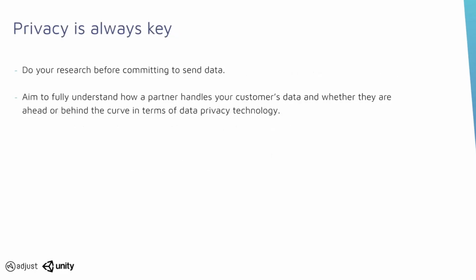And last but not least, make sure that you're always taking privacy seriously. You always want to understand how a UA platform handles your users' data. It's important to do your research before committing to send any data to different platforms. You want to aim to fully understand whether your channel of choice is ahead of the curve in terms of privacy laws or is constantly trying to catch up. These built-in automation technologies are quite powerful. However, you really want to make sure that your users' privacy is top of mind.